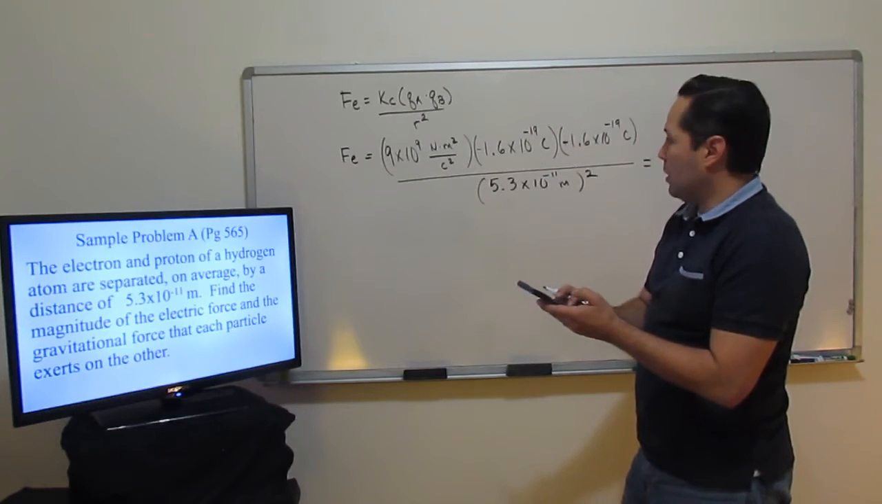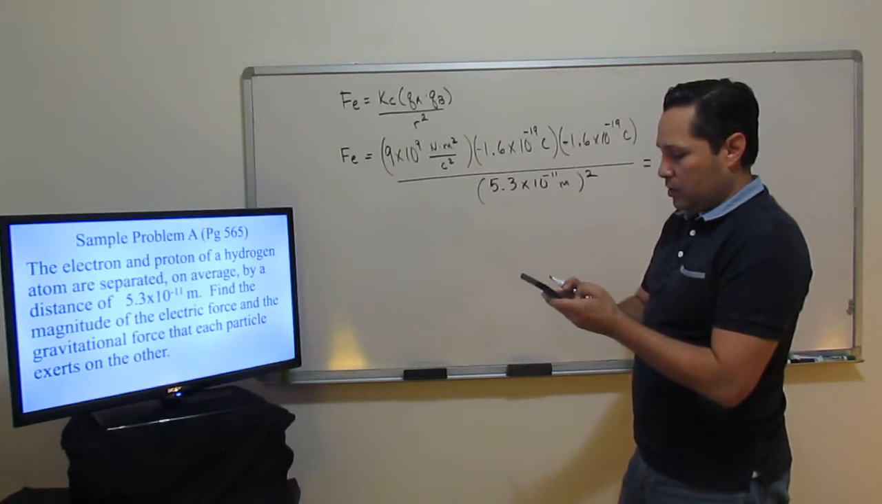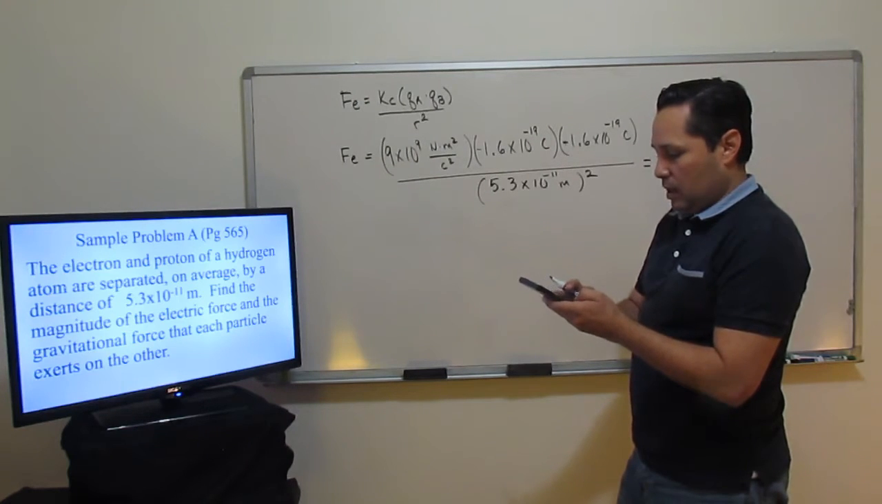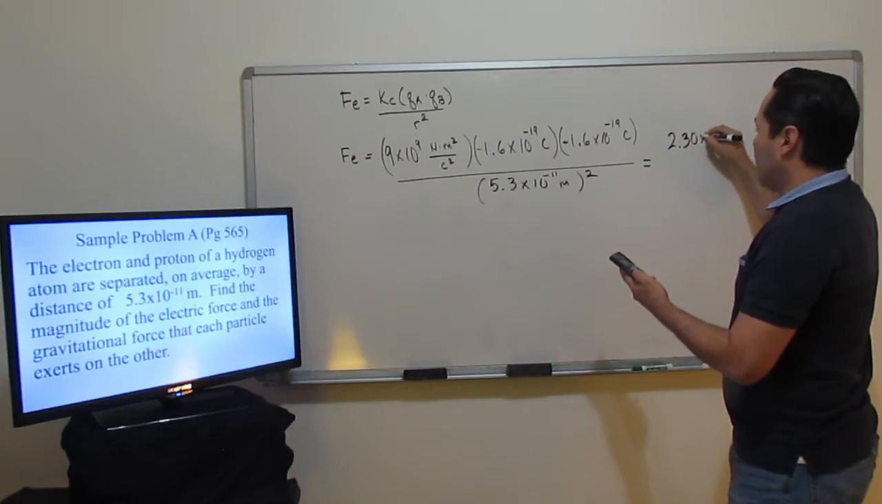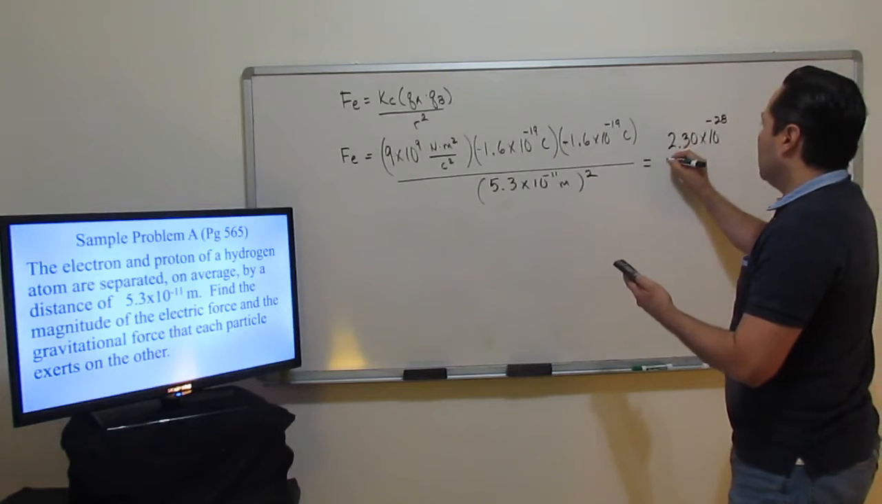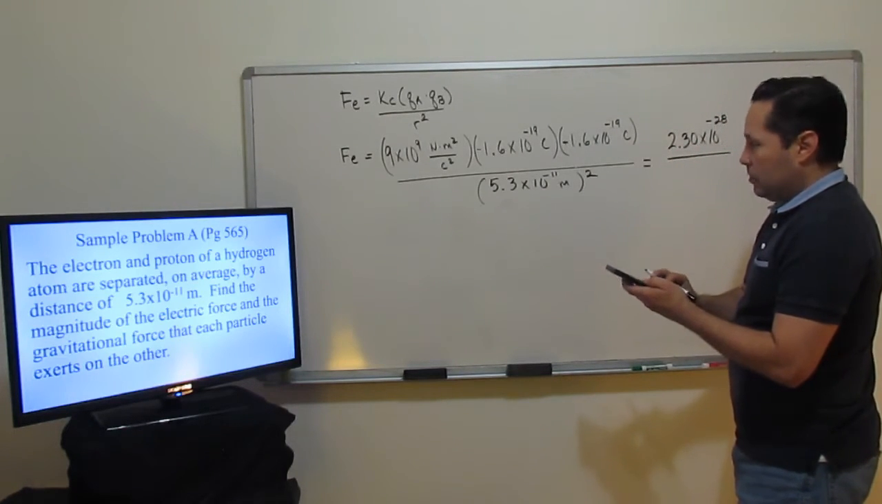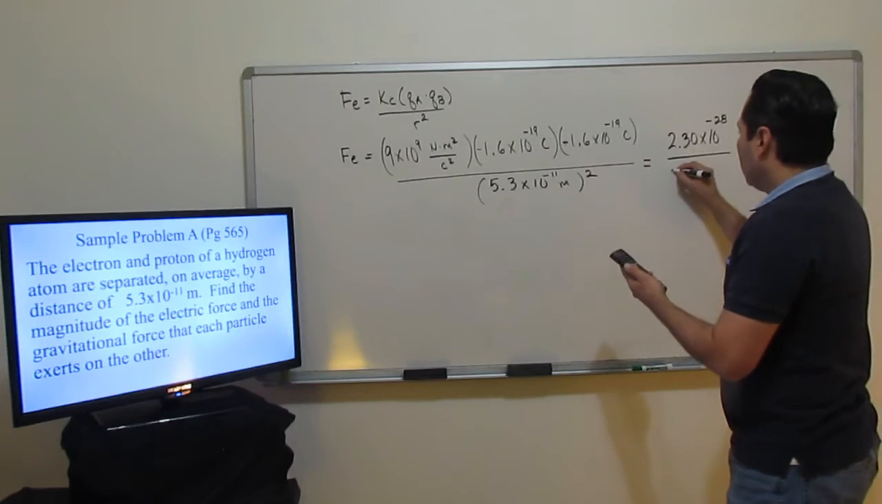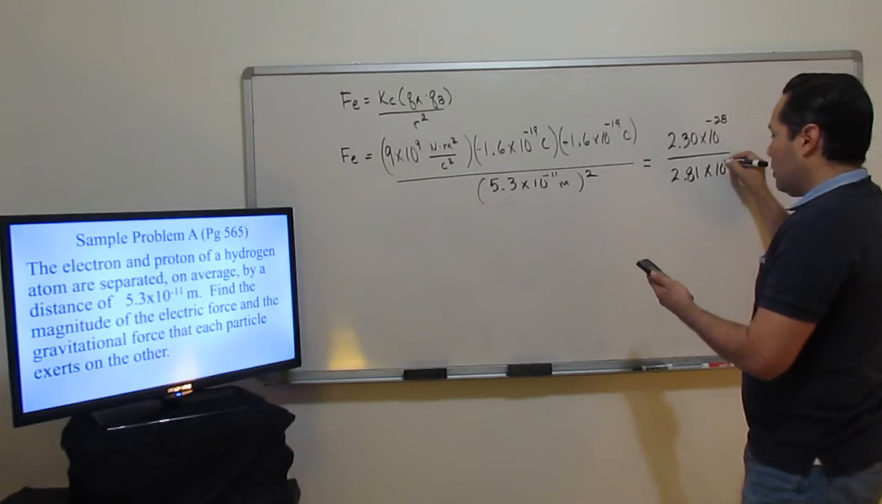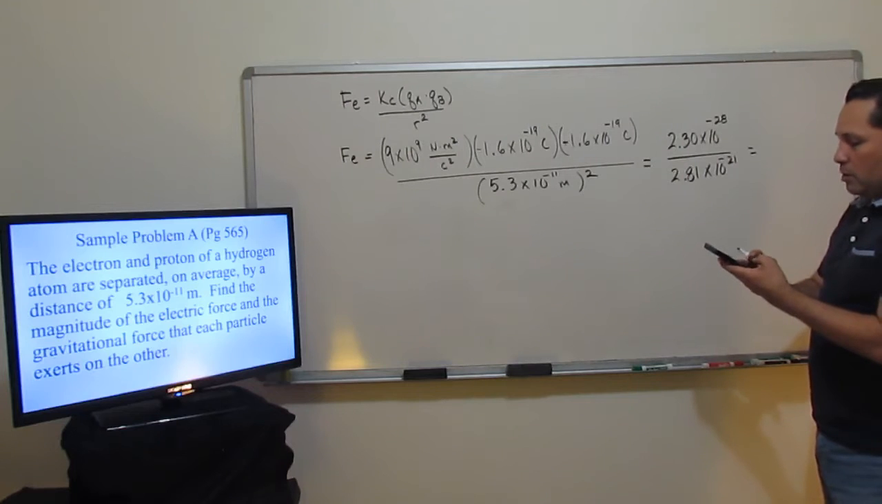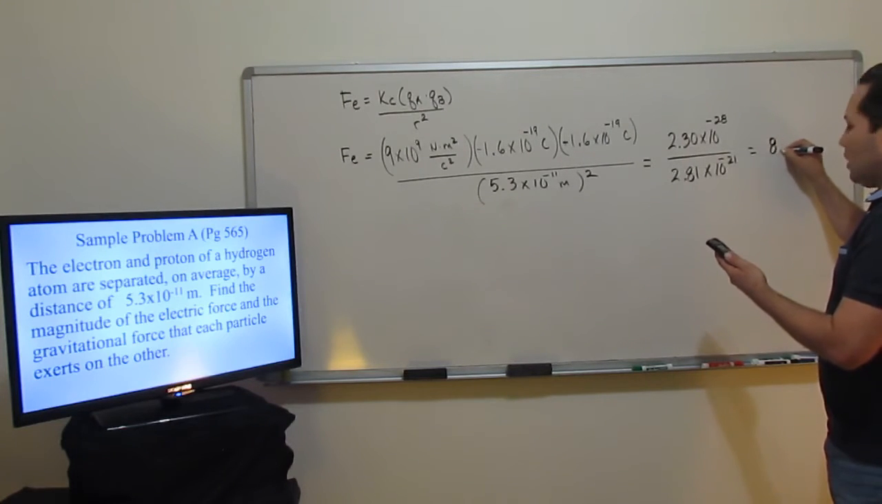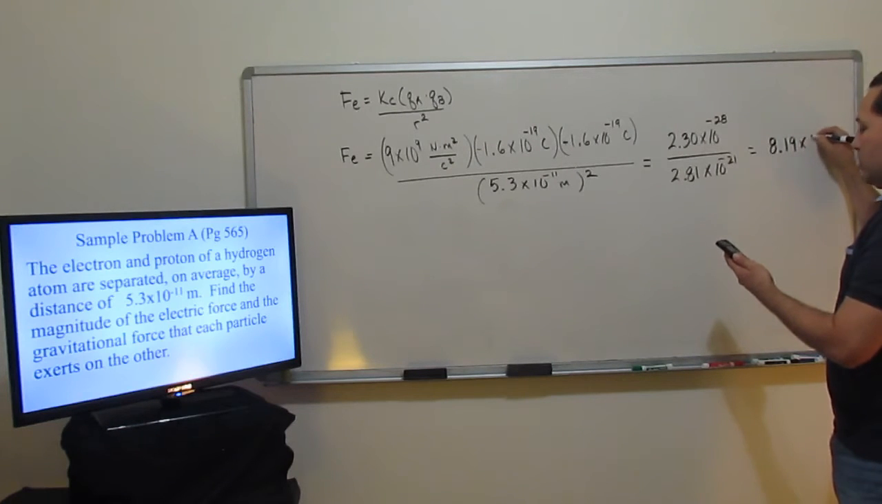So I have 9 times 10 to the 9 times 1.6 times 10 to the negative 19 times 1.6 times 10 to the negative 19. That gives me 2.30 times 10 to the negative 28 divided by 5.3 times 10 to the negative 11 squared gives me 2.81 times 10 to the negative 21. And then I just divide both of these numbers, and that will give me my answer. That is 8.19 times 10 to the negative 8 newtons.